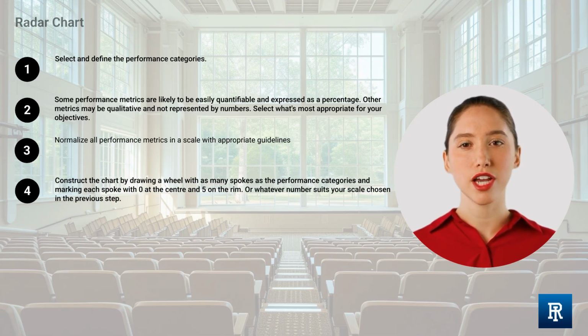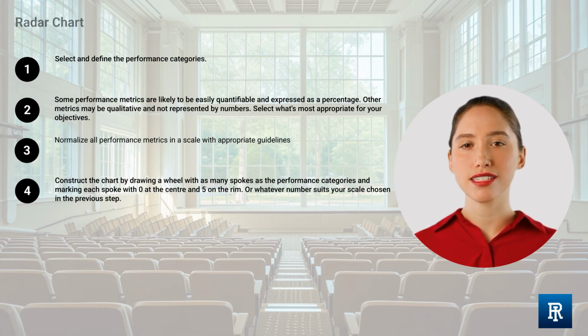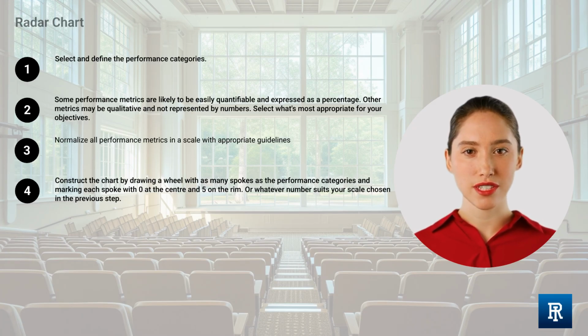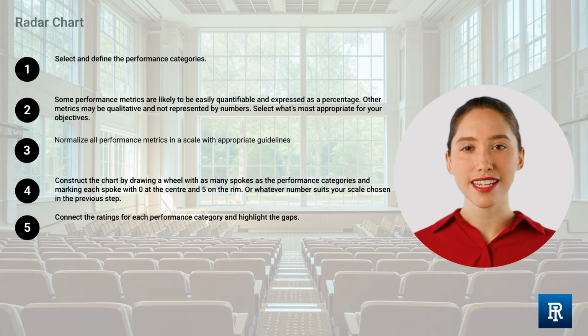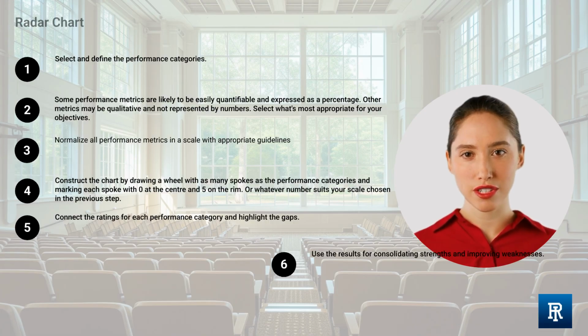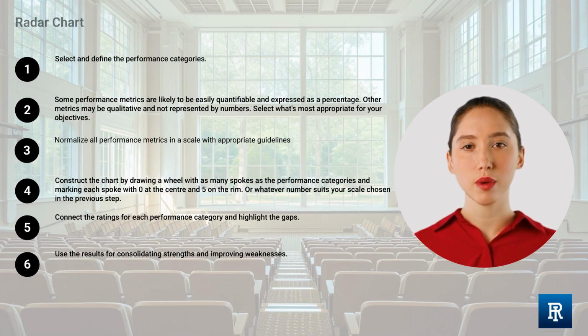Construct the chart by drawing a wheel with as many spokes as the performance categories and marking each spoke with 0 at the center and 5 on the rim, or whatever number suits your scale chosen in the previous step. Connect the ratings for each performance category and highlight the gaps. Use the results for consolidating strengths and improving weaknesses.